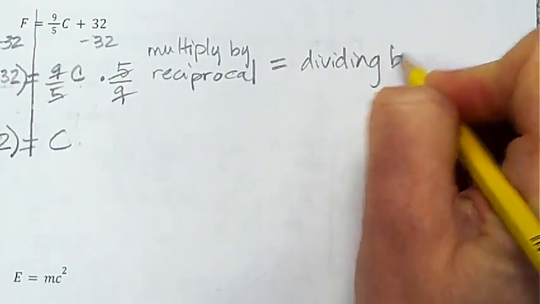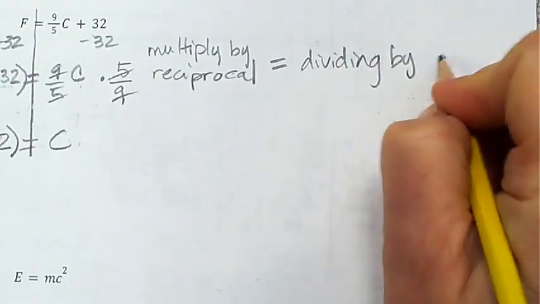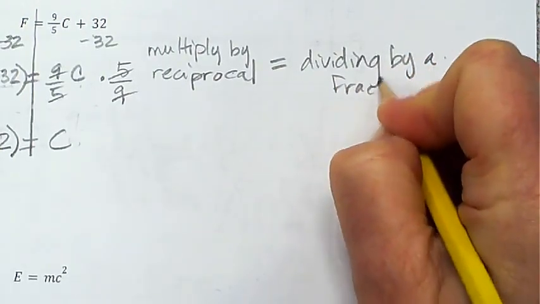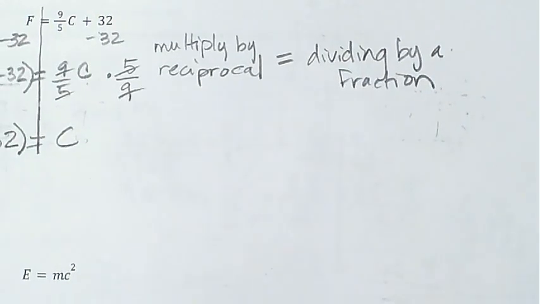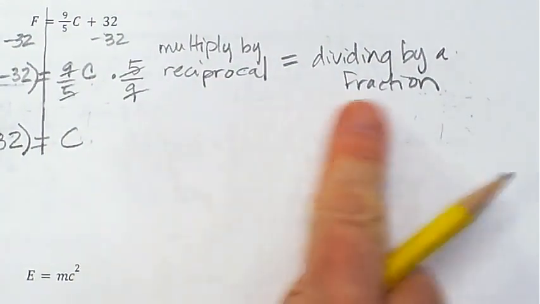You may have learned it as copy-flip or something like that in middle school, but dividing by a fraction is the same as multiplying by the reciprocal of that fraction.